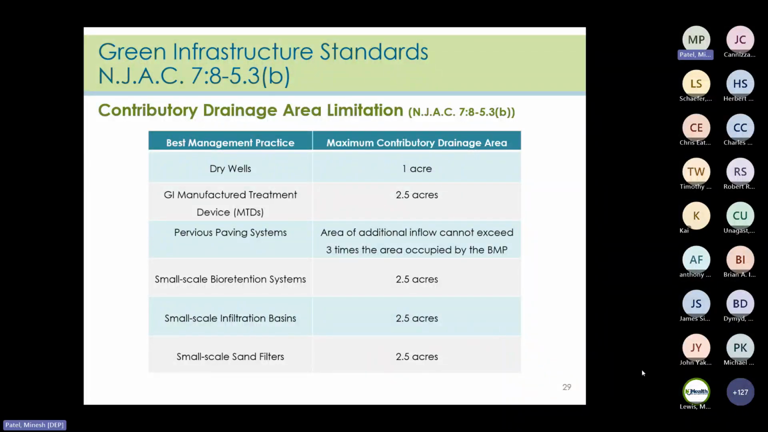In the past, we've seen projects that propose to design two small-scale GI BMPs that each have drainage areas just less than the maximum allowable contributory drainage area. They would be side by side in a corner of the site so as to try and get around the drainage limitation. However, a design like this is not going to meet the GI definition. Just a review, green infrastructure means a stormwater management measure that manages stormwater close to its source. So the design of small-scale GI BMPs shall be distributed throughout the site and manage the runoff closer to the source that is generating the runoff.